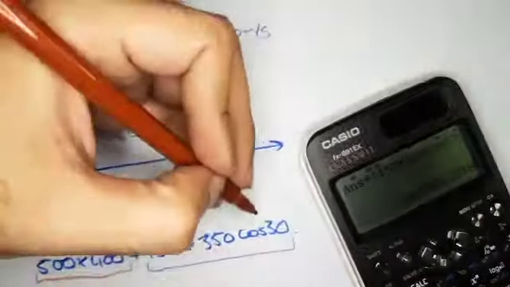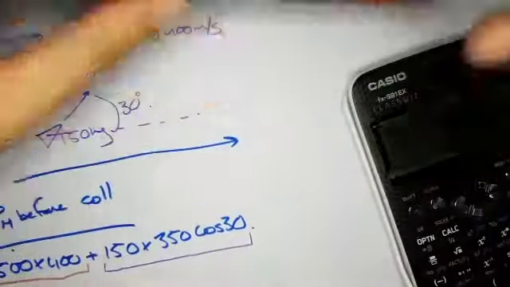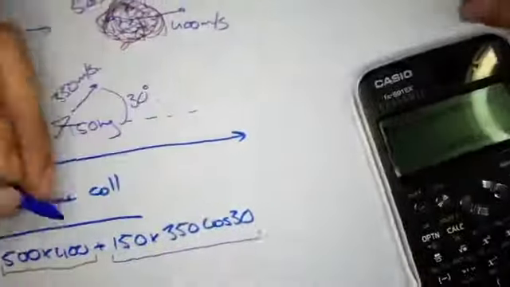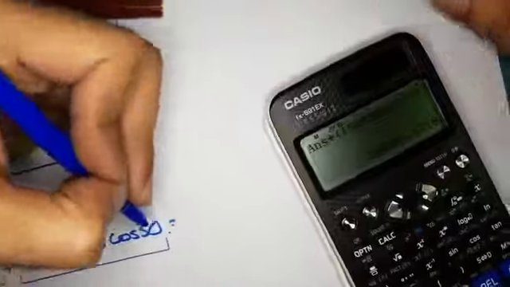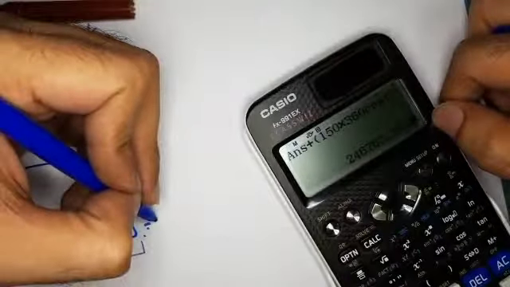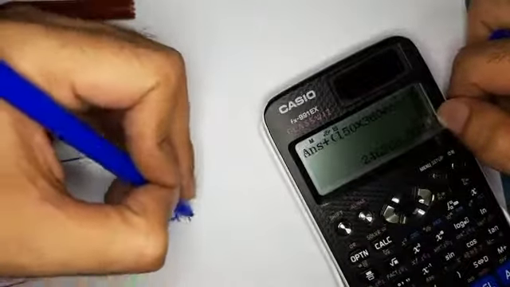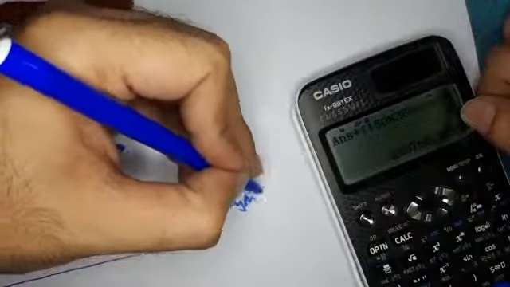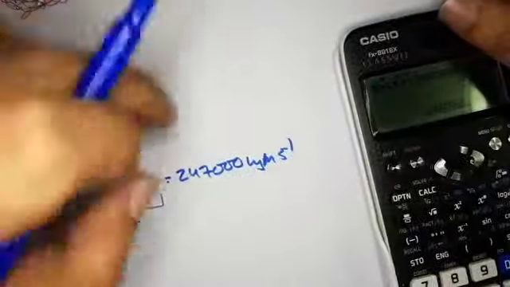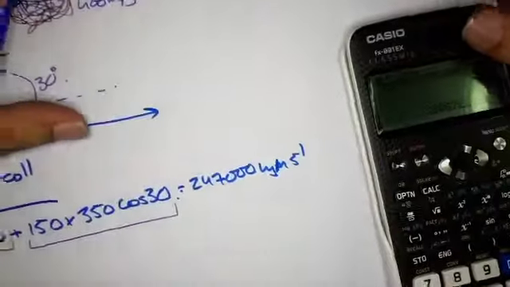So if we write it in 3 sig fig, then we can write that the total momentum before collision, we can write sum here because it's the total of it, is going to be equal to 247,000 kg meters per second. So that's the total momentum horizontally.